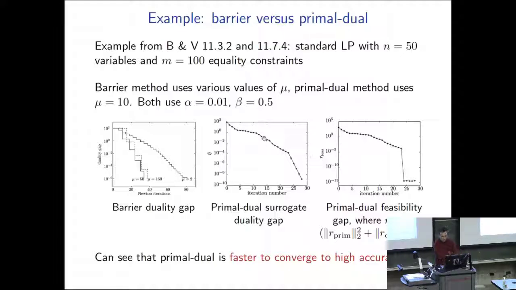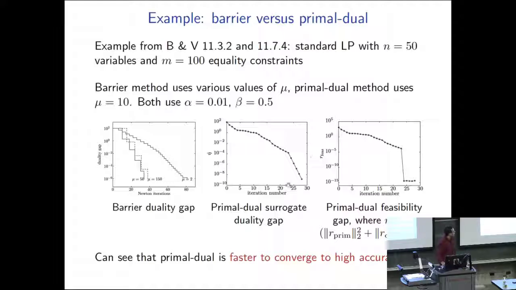Here's the primal dual interior point method for mu equals 10, so just one value of mu. If we look at the number of iterations it took to get to the same duality gap, 10 to the minus 4, it takes maybe between 15 and 20 iterations. So it's a bit faster than the barrier method, and it converges to very high accuracy very quickly. After between 25 and 30 iterations, it's at nearly 10 to the minus 10 duality gap.